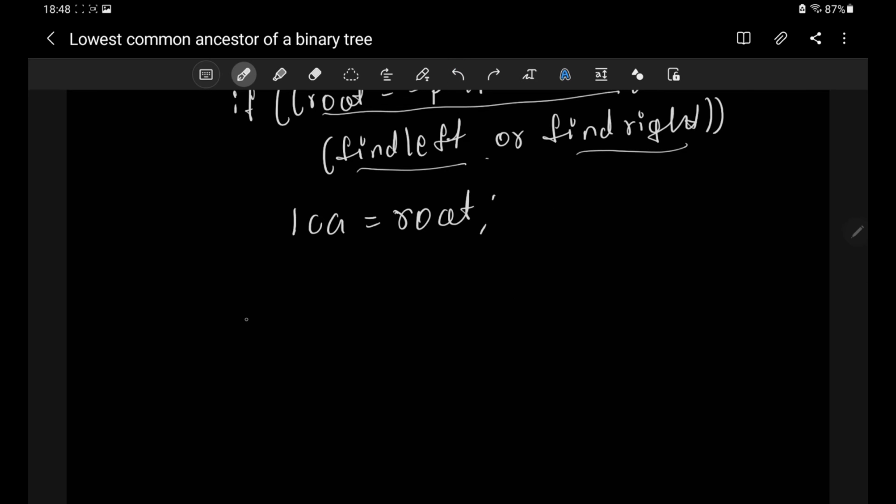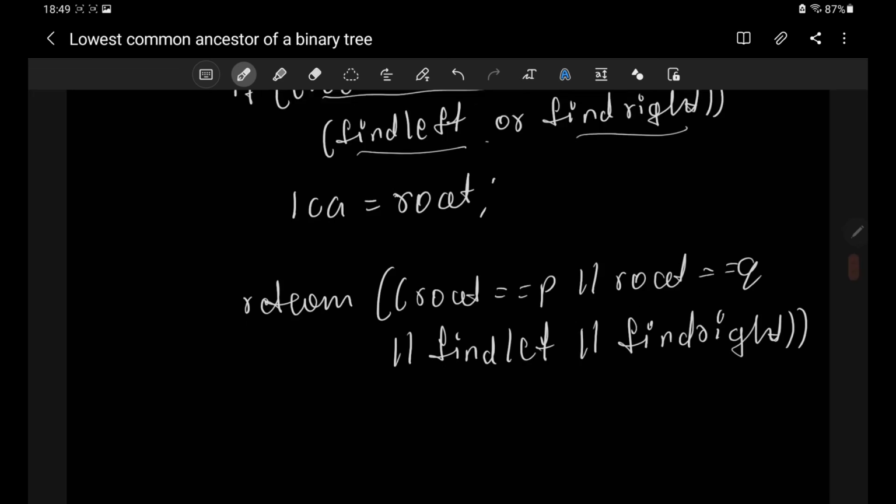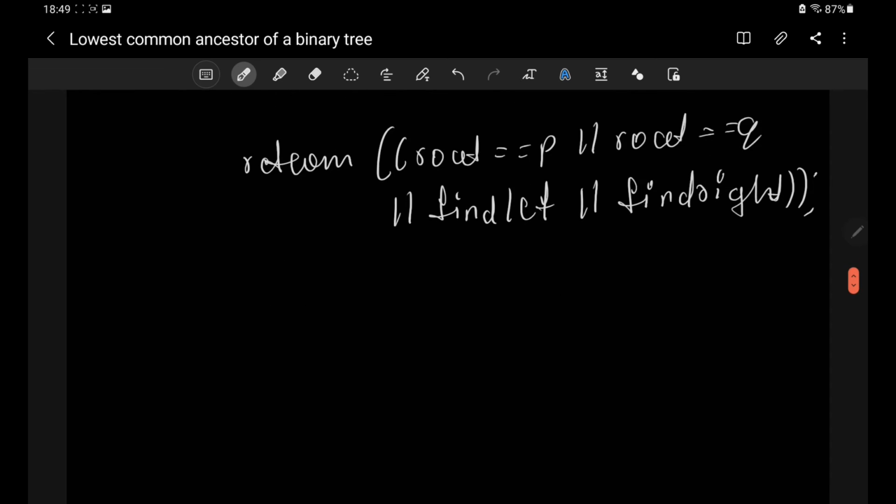So to do that, I can return root is equal to P or root equals Q. Or if I found anything on the left, then I have to pass it on to my ancestor: find left or find right. So that's it for this problem, and we'll also look at the code solution for this.